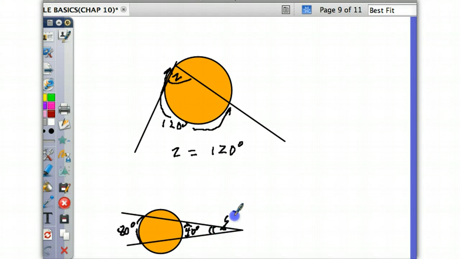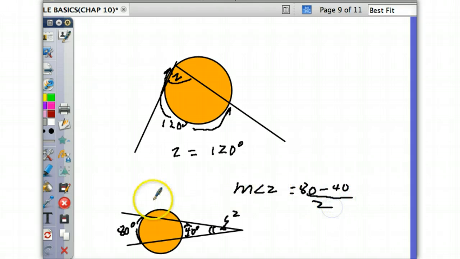Alright. Measure of angle 2 is still going to be 80 minus 40, still going to be divided by 2. Slightly different from the other one. Go ahead and write that down because you're going to see at least 3 different cases. You're going to see a case like this, where the angle is the same as the arc. And intersecting on the outside, the angle is going to be the difference of the 2 divided by 2.